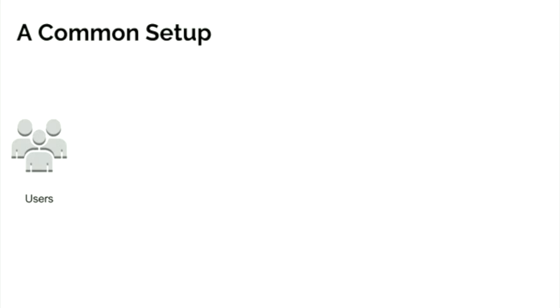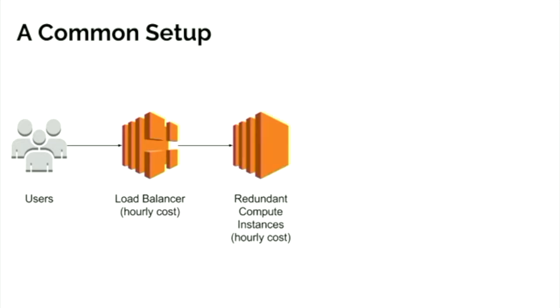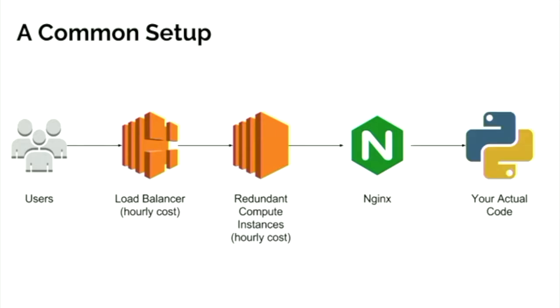So a common setup for web apps is as follows. You have users. They send off a request. It hits a load balancer. The request goes from the load balancer to a series of redundant EC2 instances, or compute instances. And then inside each of those compute instances, you have some sort of software, maybe Nginx. And then Nginx routes the request down into your actual code, which for this is going to be Python.